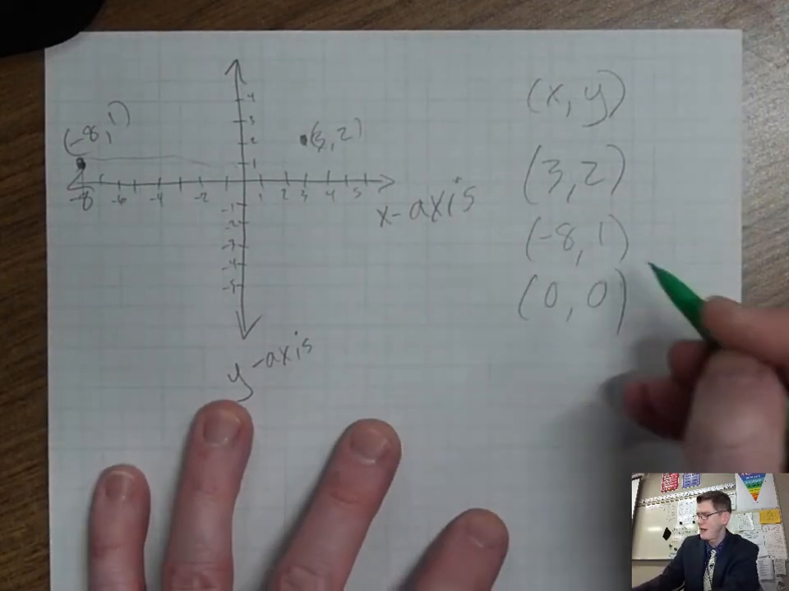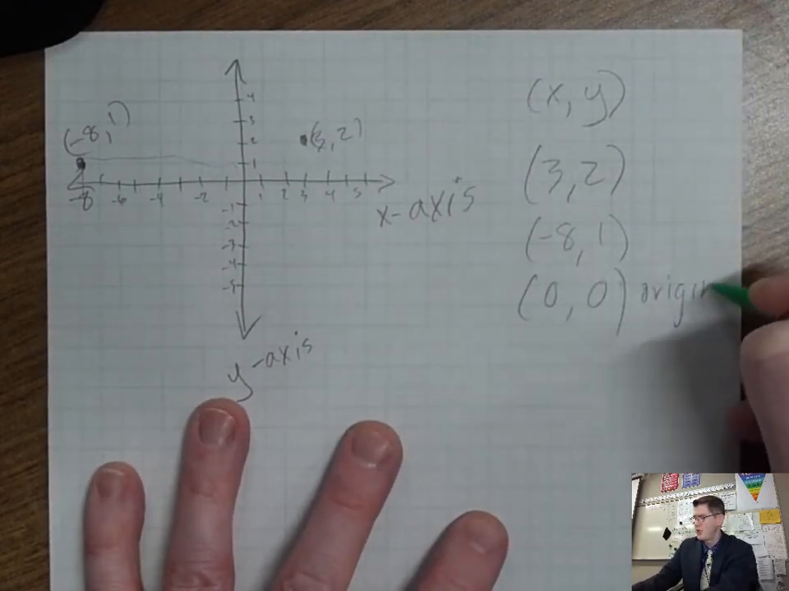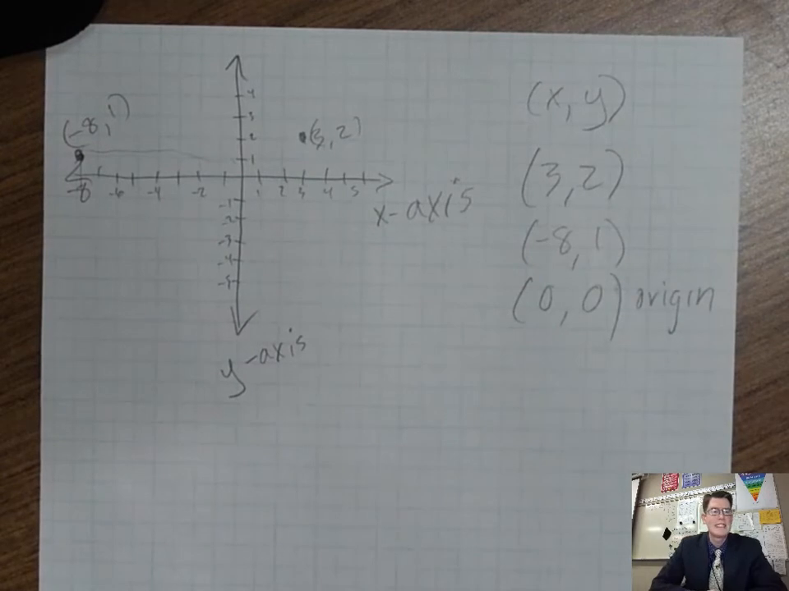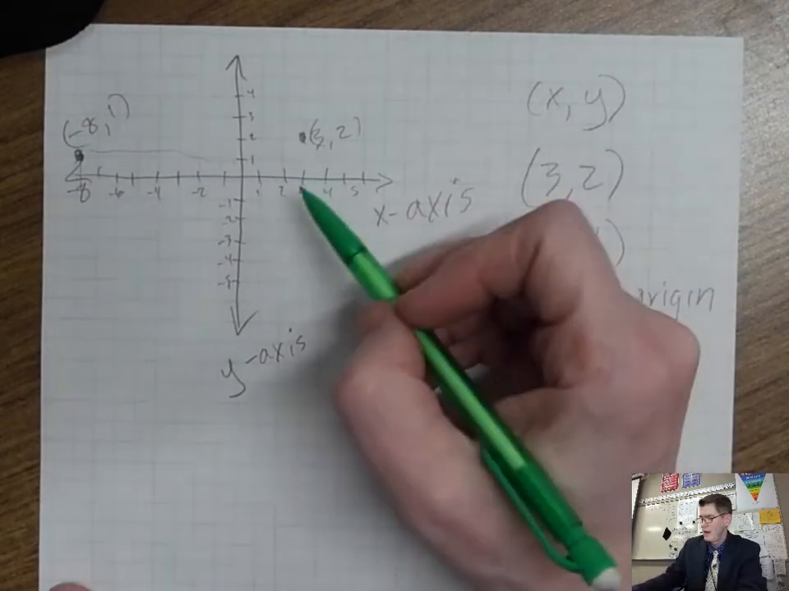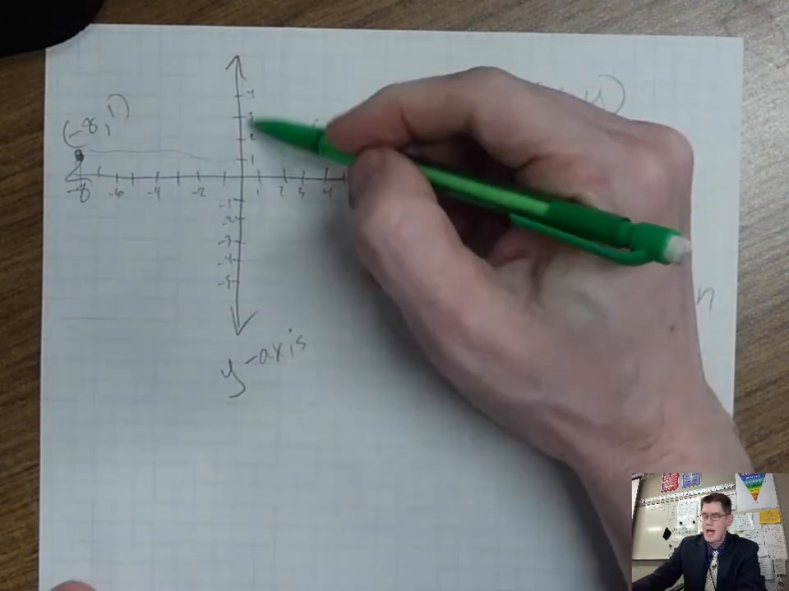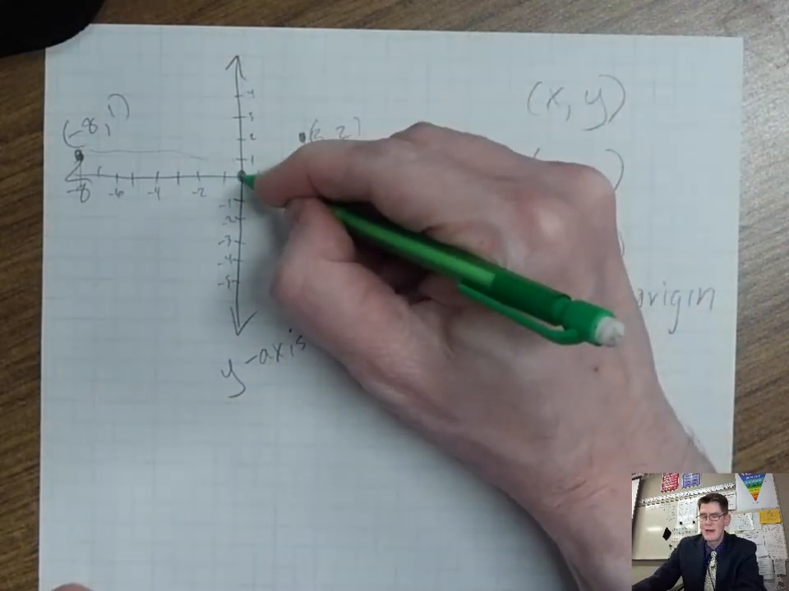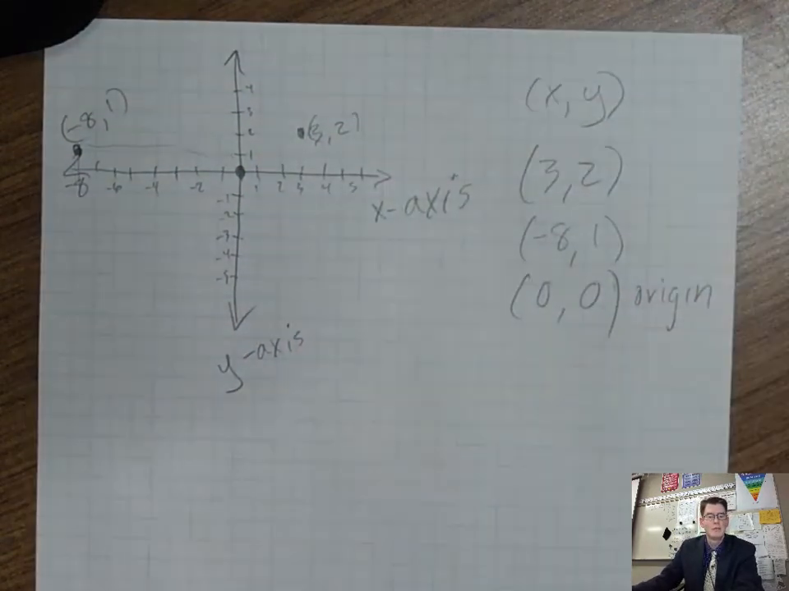What if I gave you the point (0, 0)? We call that the origin. Where do you think that point is? Where is (0, 0)? 0 on this line, 0 on that line, right there. That's the origin where they meet.